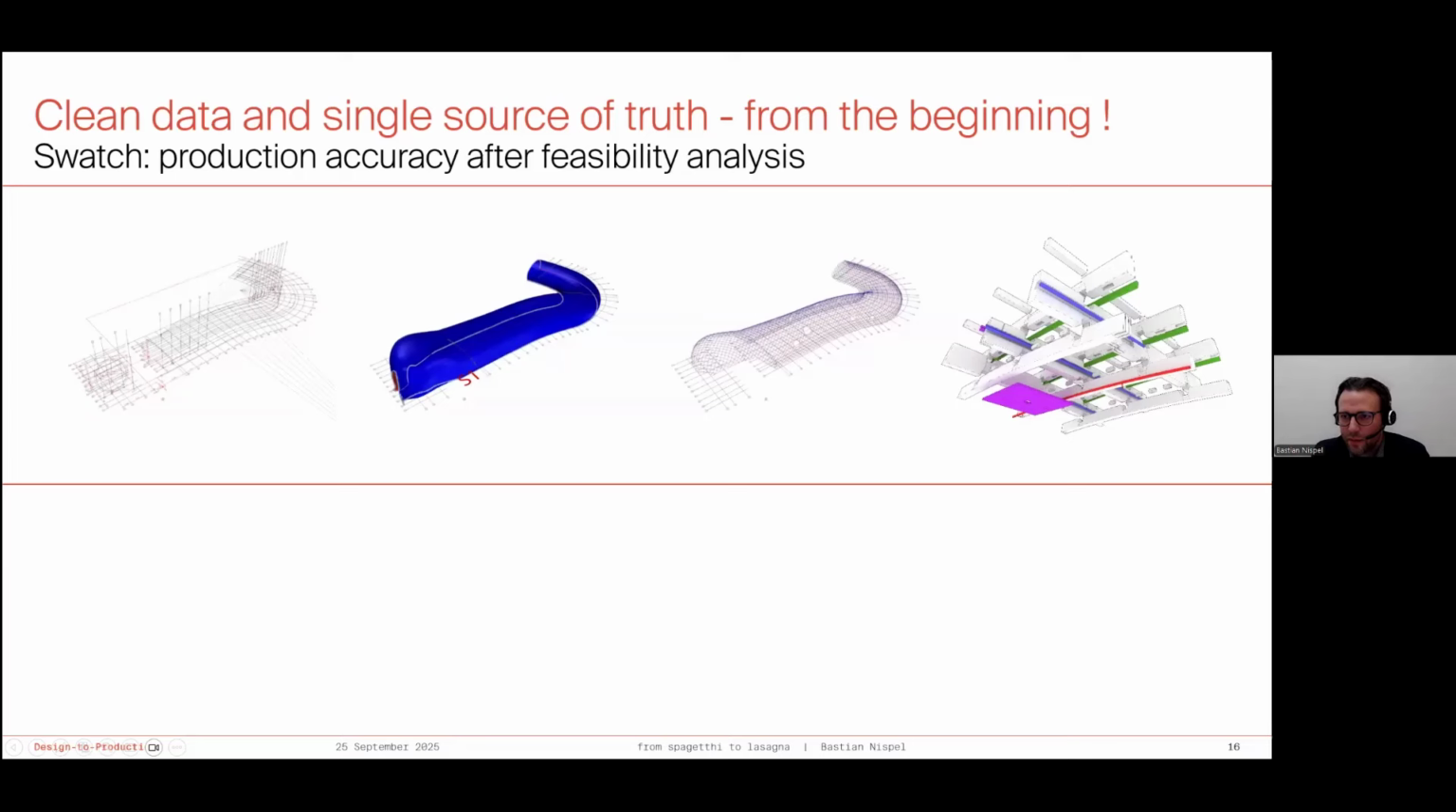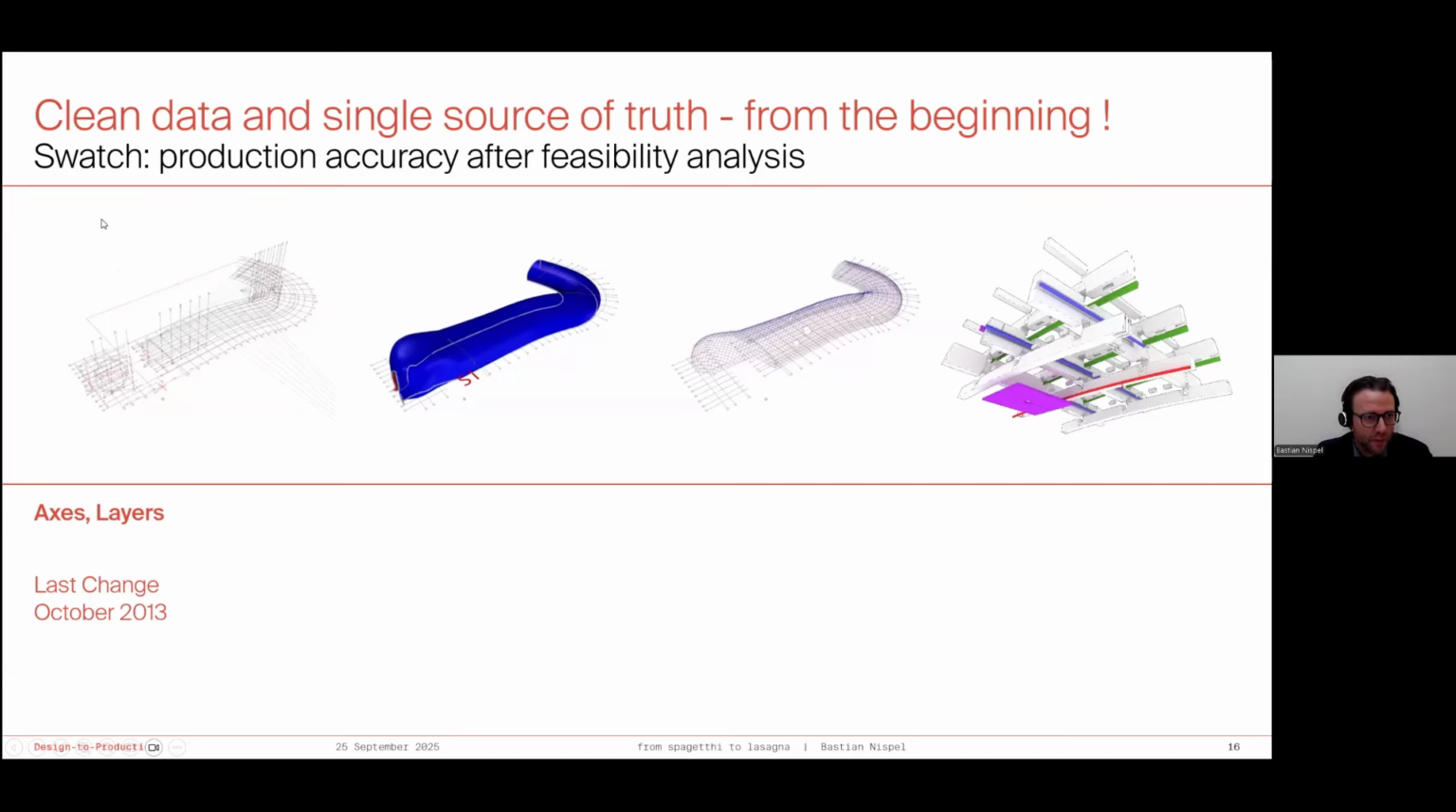In the end, we want to have, and this is an example of Swatch, production data with an accuracy of less than a hundredth of a millimeter. And in order to do that, we need super sharp models from the beginning. We cannot just get rid of that and create production data in the end. That means we want to freeze in the process the information we need in the end for production.